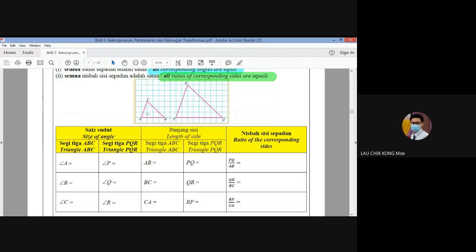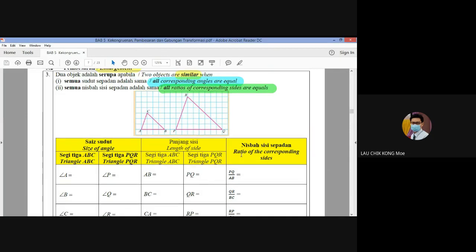So it means that these two triangles ABC and PQR are similar, because all the corresponding angles are equal, and also all the ratios of the corresponding sides are equal. Dia memenuhi, satisfy both conditions here. So these two triangles ABC and PQR are similar. Dua segitiga ini adalah serupa.